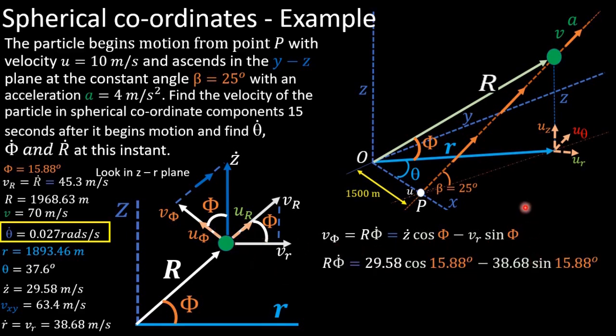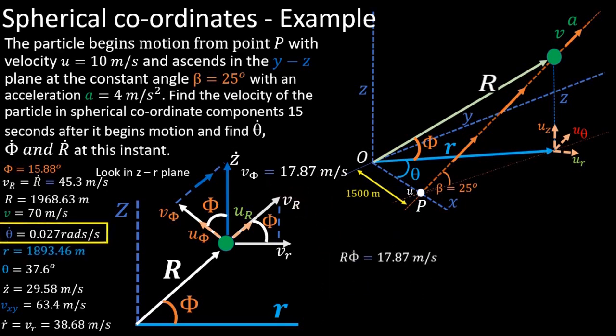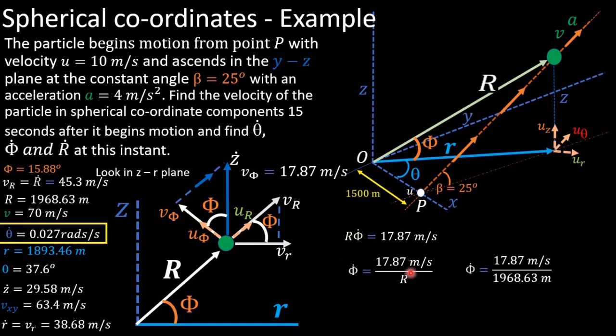So again, put our numbers in, and I get r times phi dot equals 28.45 minus 10.58, and that simplifies down to 17.87 meters per second. So that means I can say v sub phi equals 17.87 meters per second, because remember, r times phi dot was equal to v sub phi. Okay, so I'm just going to keep v sub phi there. And then if I want to find phi dot, I'll just divide both sides by r to get this, substitute r in, which we found previously, and I get phi dot equals 0.0091 radians per second. So that answers the second part.